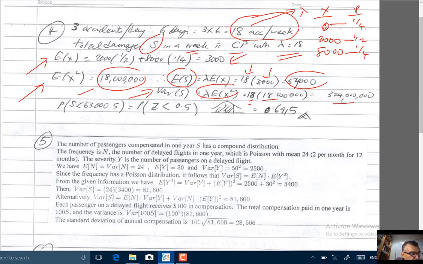Now we are asked to find the probability of S less than 63,000. Let me read the question again. The weekly aggregate damages will not exceed 63,000. So we are looking for S less than or equal to 63,000. Using the continuity correction, we can write it as S less than 63,000.5, and then converting your S to a Z, you will get probability of Z less than 0.5. From the tables you will get 0.6915.